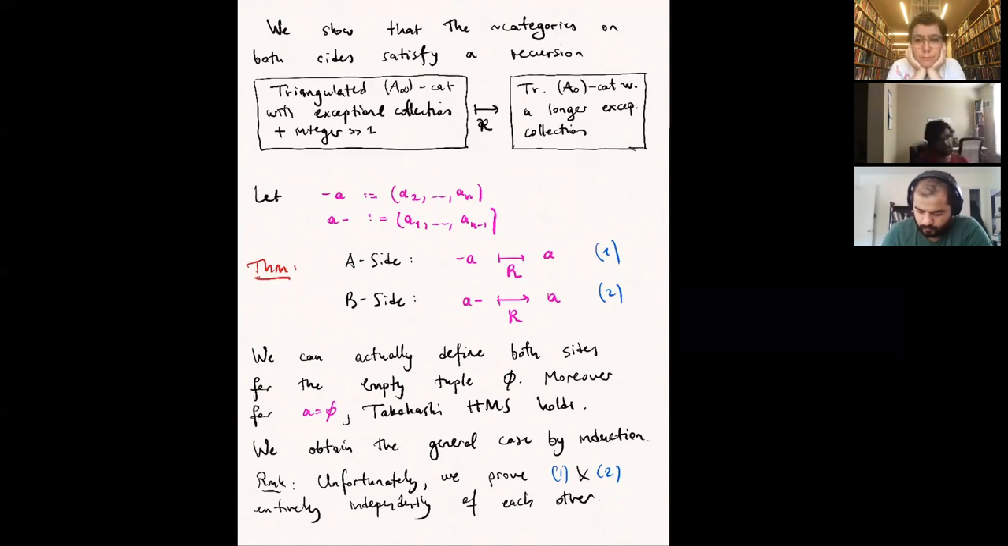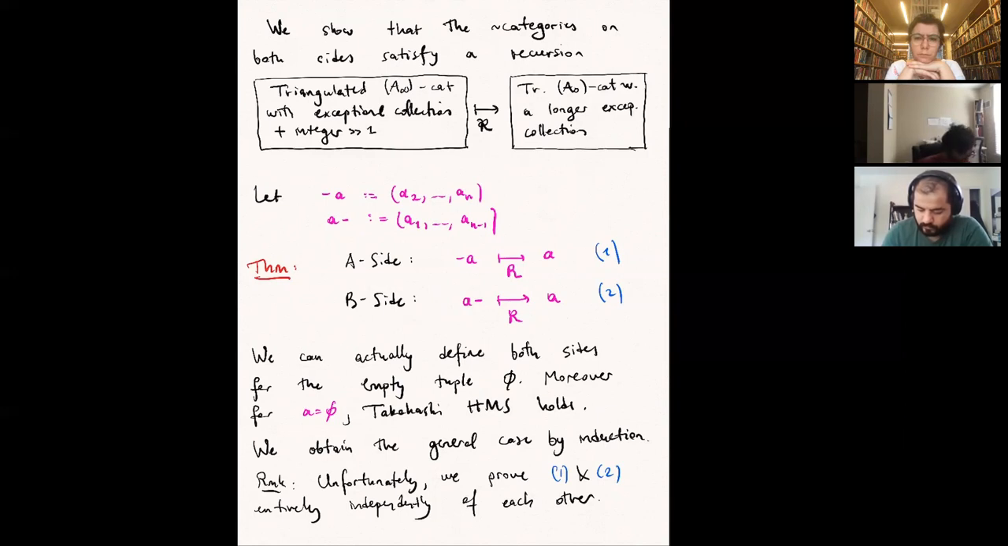Okay, it's a full exceptional collection. Maybe I won't add it. And it also takes as input a sufficiently large integer. The integer basically has to be bigger than the number of elements in this full exceptional collection. And then you apply this operation to it, and that outputs for you another triangulated A infinity category with a longer exceptional collection.